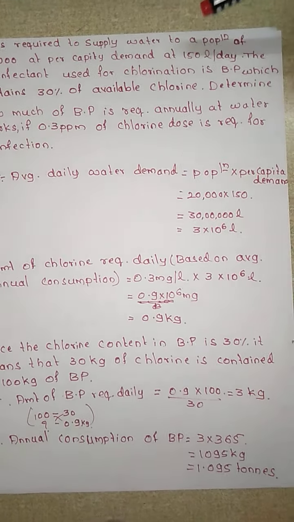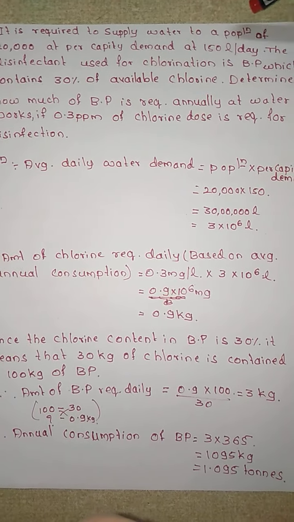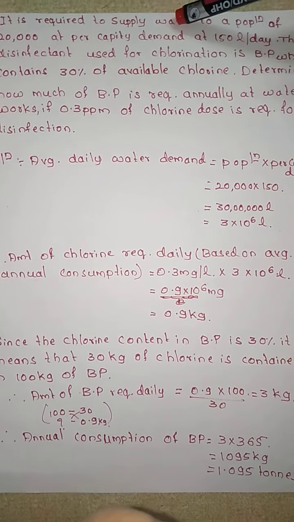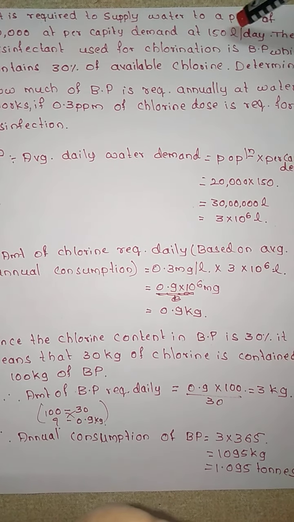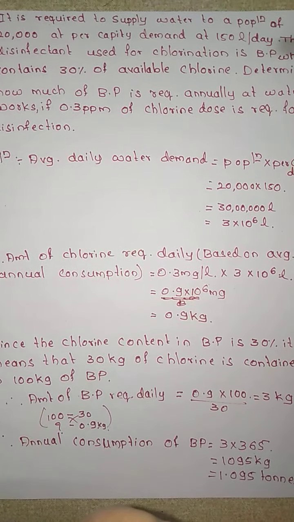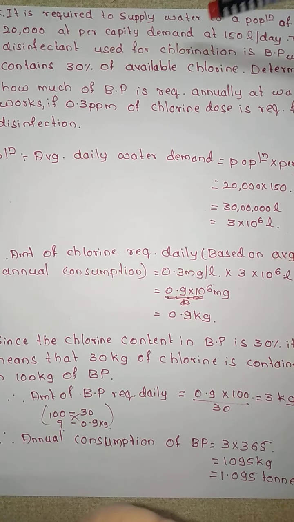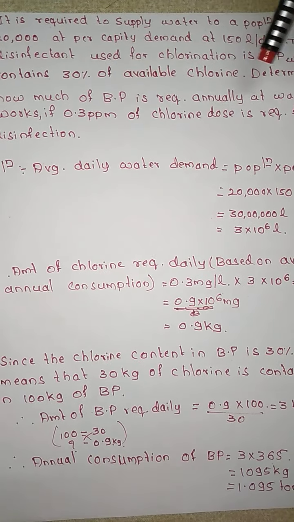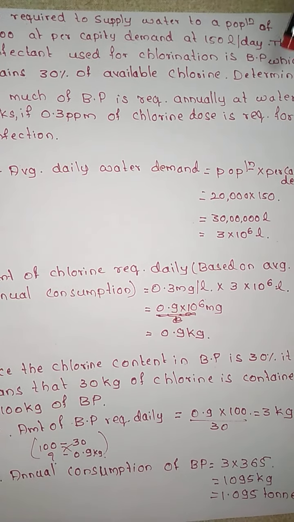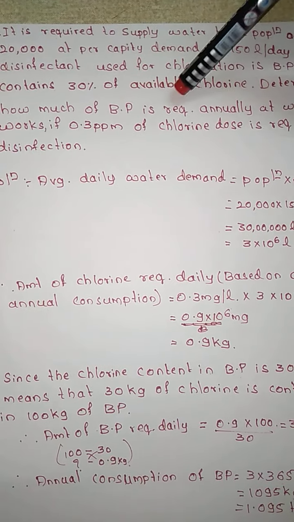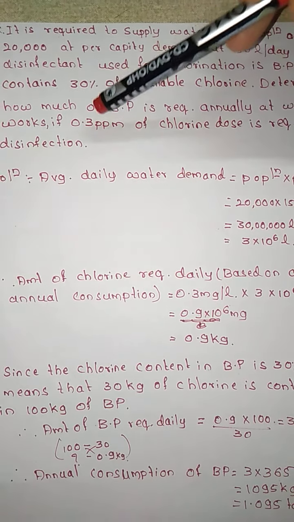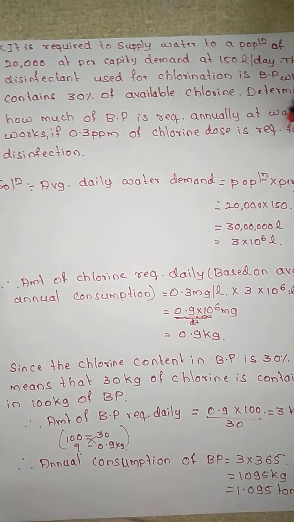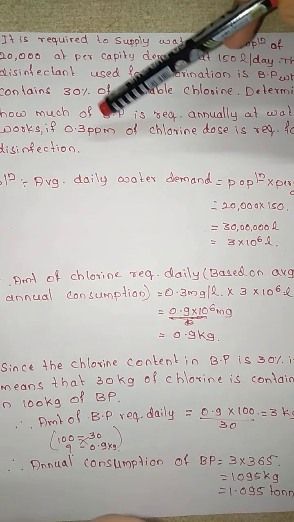The next problem is, it is required to supply water to a population of 20,000 at per capita demand at a rate of 150 liters per day. The disinfectant used for chlorination is bleaching powder which contains 30% of available chlorine. Determine how much amount of bleaching powder is required annually at waterworks if 0.3 ppm of chlorine is required for the disinfection process.